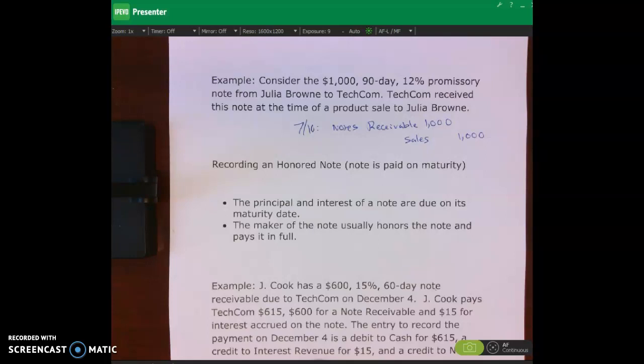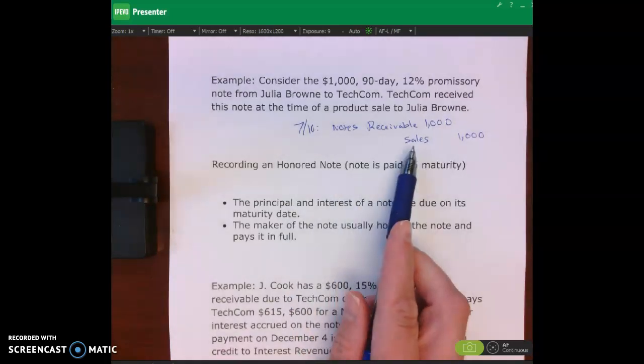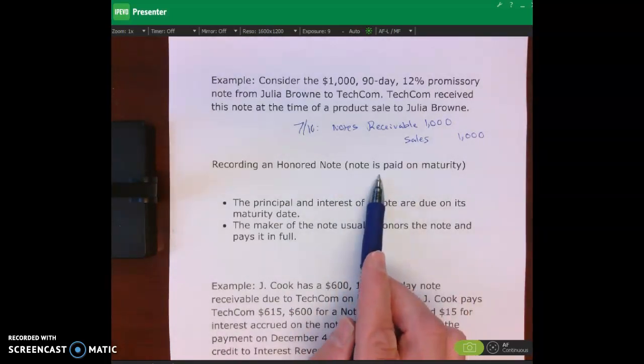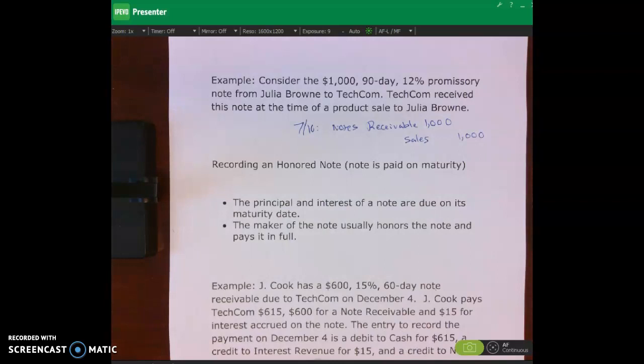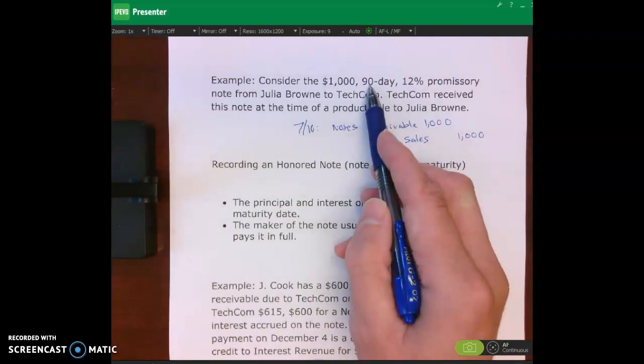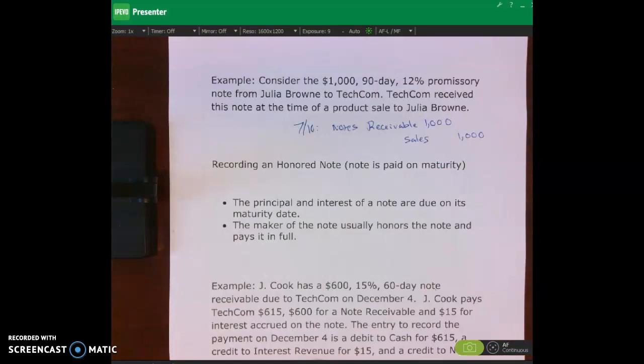So let's talk about two different situations. First, Julia Brown pays us on time, which means the note is paid on maturity, which is called recording the note as honored. And then we'll talk about the situation when the note receivable is dishonored, which means that Julia Brown does not pay us in 90 days. Okay, she's late, and that would be the note is dishonored.